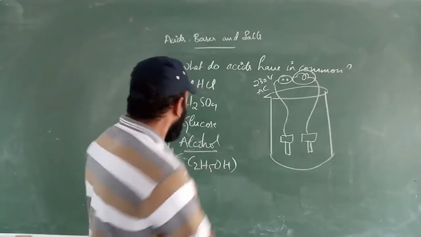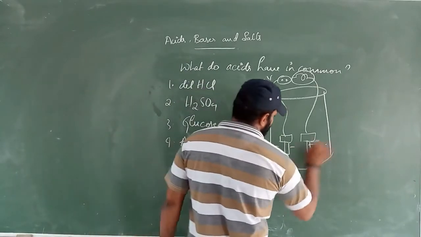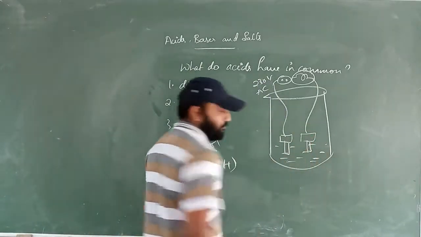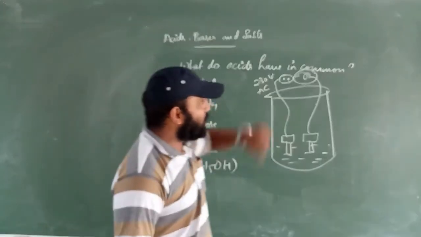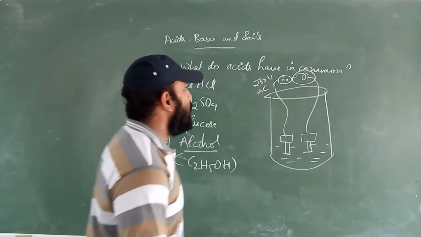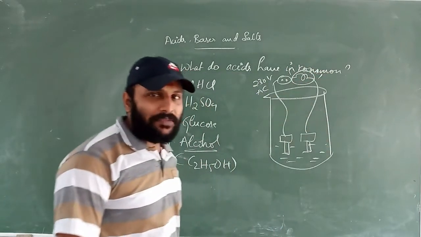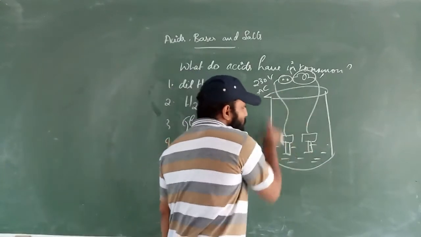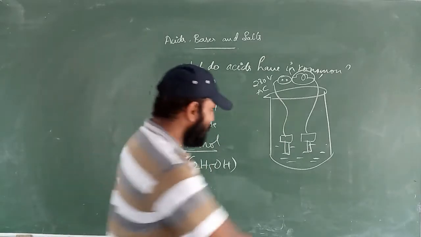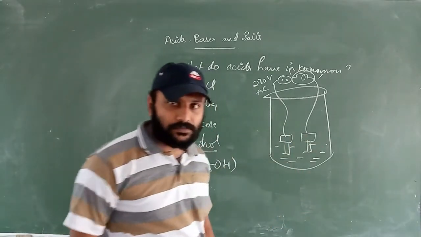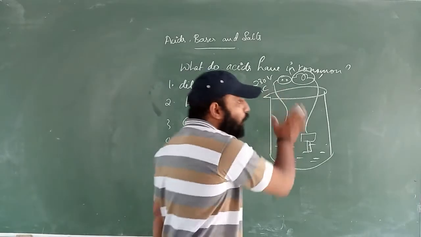Now what will I do? First I will take some dilute HCl into that beaker. When I switch on the AC supply, what can we observe? We can observe this bulb is glowing. Bulb is glowing means what? Current should flow through these wires and through this liquid. Right.